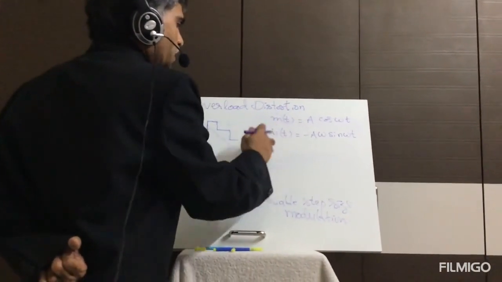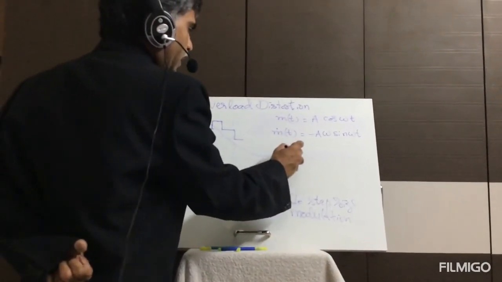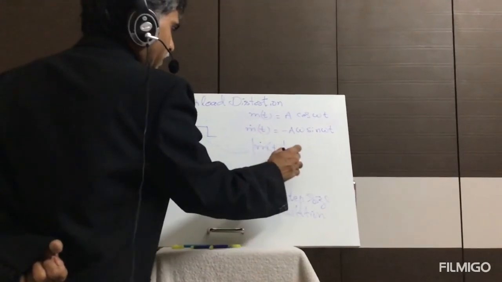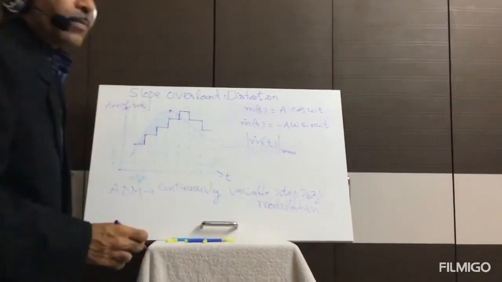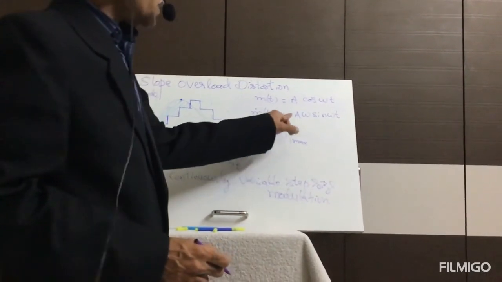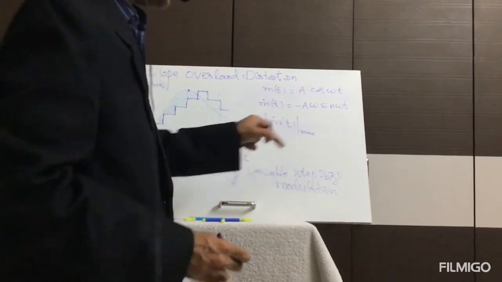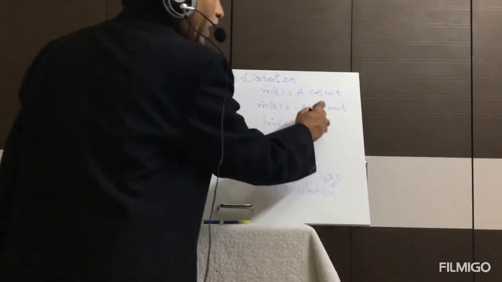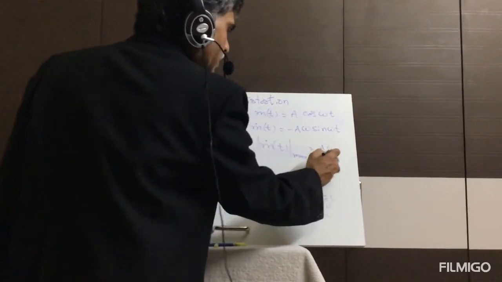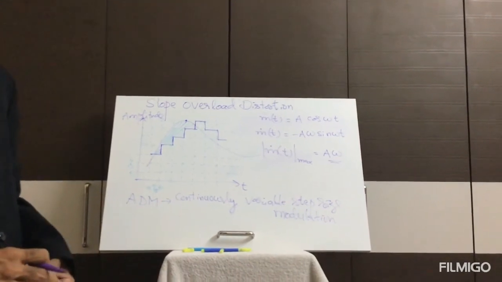Then the maximum of this output of the delta modulator is indicated as modulus of m dot of t, max. What is the maximum of this one? It is given by A omega. Once you take modulus here, the negative sign goes, and the maximum of A omega sin omega t is given by A omega. This is the maximum value of the output of the delta modulator.